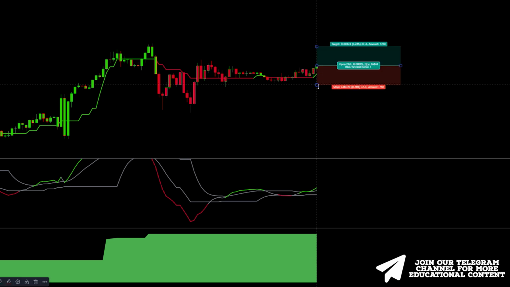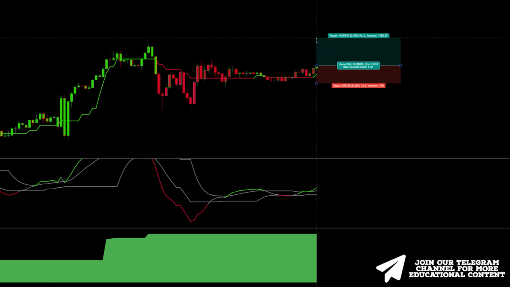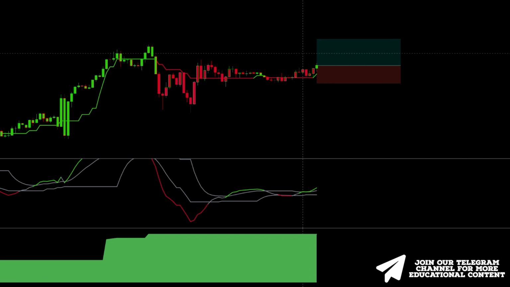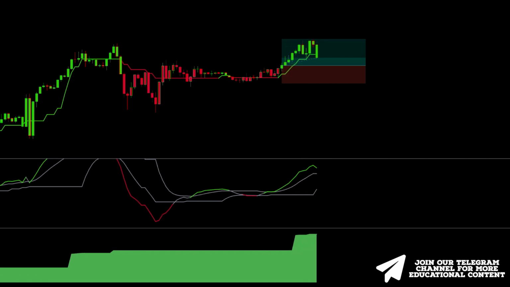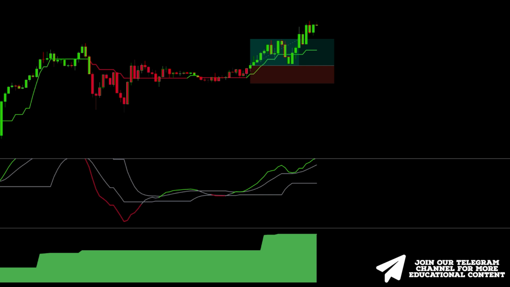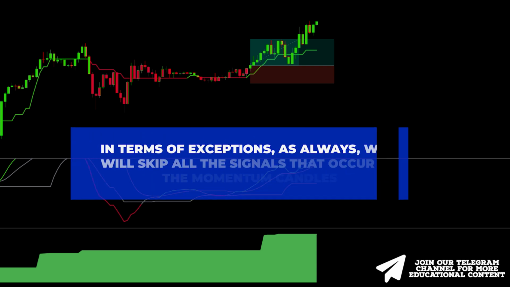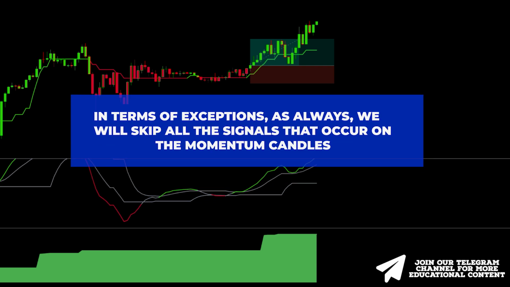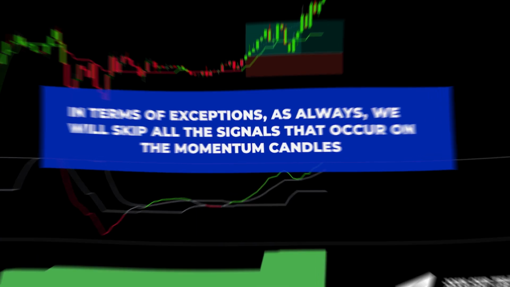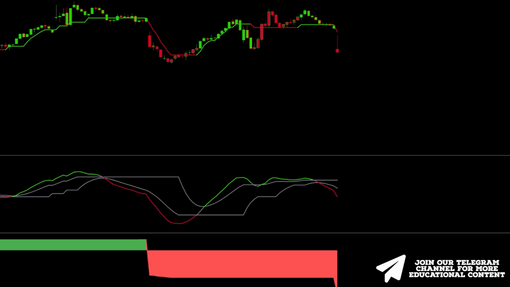So, we enter the trade on this candle, with a stop loss below the recent swing low, and target 1.5 for 1 risk to reward. And, boom, the price successfully hits our take profit. When it comes to exceptions, as always, we will skip all the signals that occur on the momentum candles during the backtesting process. Now, let's view a bearish example.